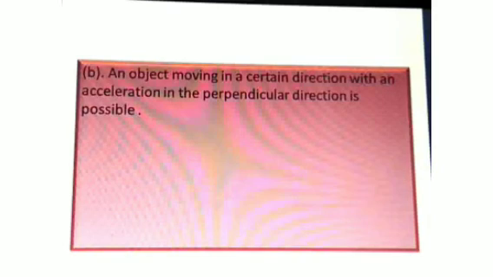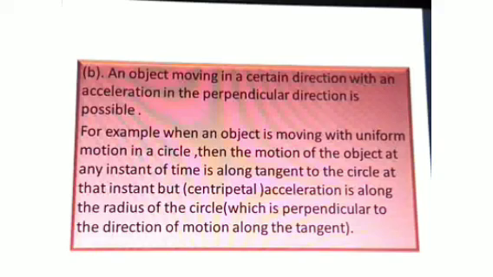An object moving in a certain direction with an acceleration in the perpendicular direction is possible. So how is it possible? Just see. For example, when an object is moving with uniform motion in a circle, then the motion of the object at any instant of time is along the tangent to the circle at that instant, but the acceleration, that is the centripetal acceleration, is along the radius of the circle, which is perpendicular to the direction of motion along the tangent.